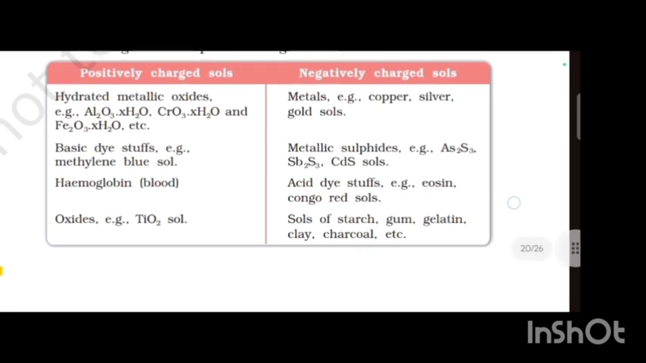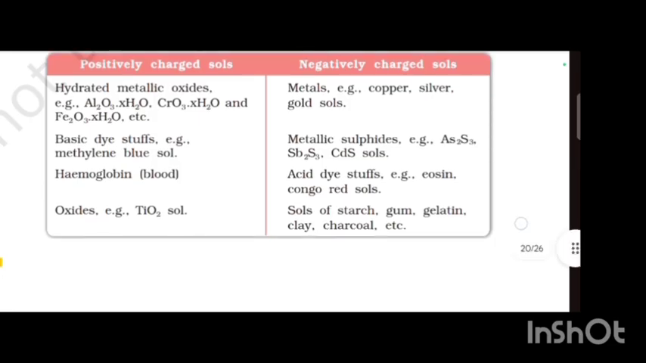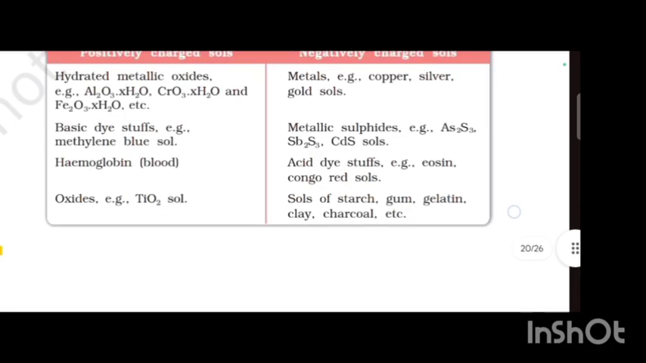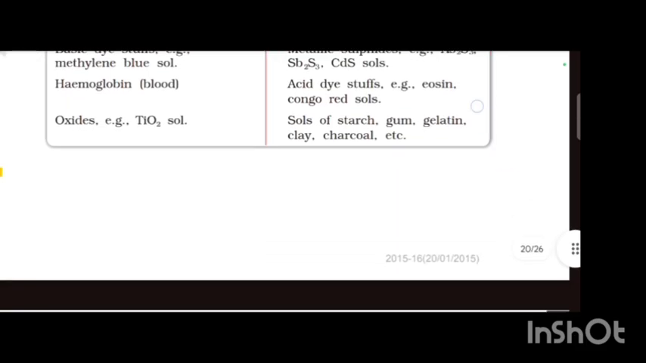Oxides, example TiO2 sol. Negatively charged sols. Metals, example copper, silver, gold sols. Metallic sulfides, example As2S3, Sb2S3, CdS sols. Acid dyestuffs, example eosin, Congo red sols. Sols of starch, gum, gelatin, clay, charcoal, etc.